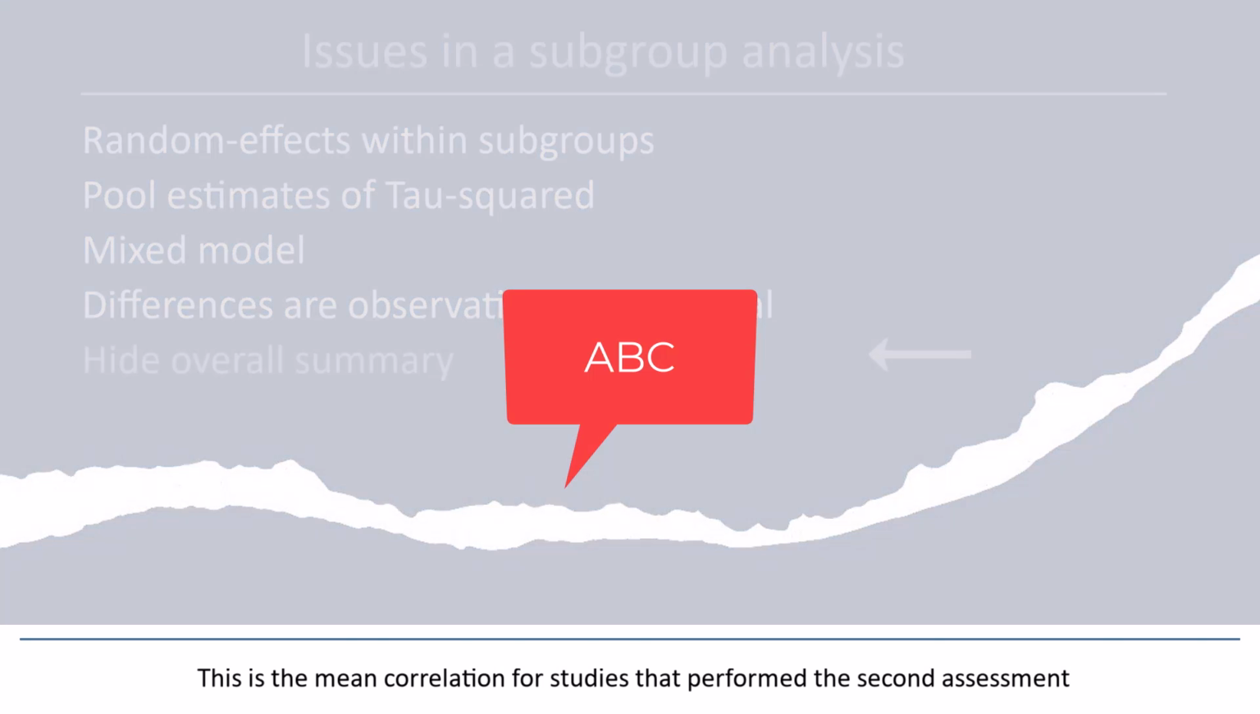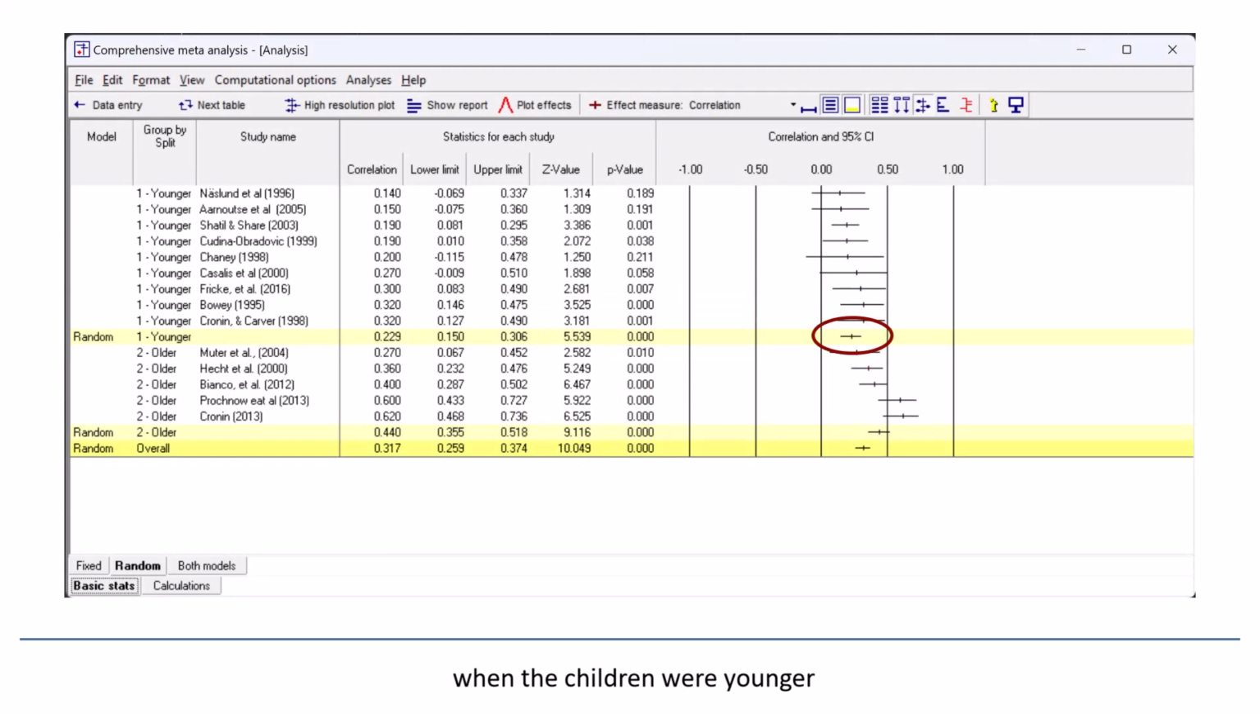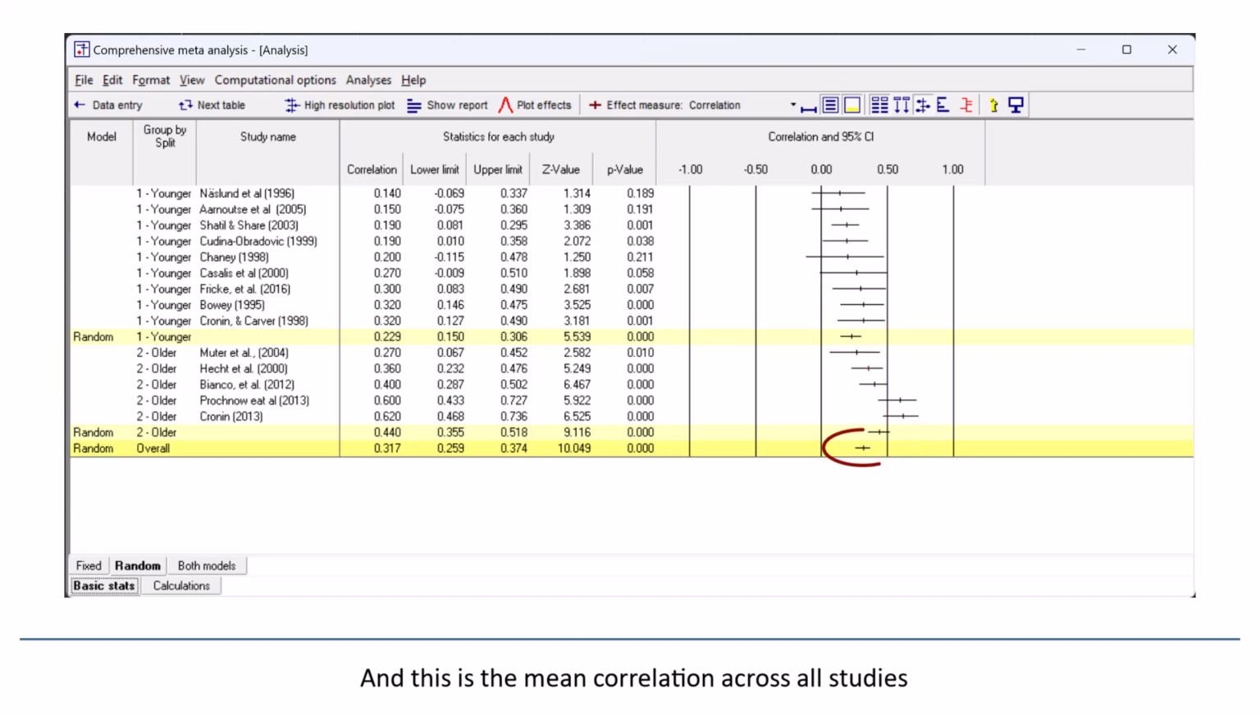This is the mean correlation for studies that performed the second assessment when the children were younger. This is the mean correlation for studies that performed the second assessment when the children were older. And this is the mean correlation across all studies. We need to ask if it makes sense to report this value. In some cases, it will make sense to report the value, and in some cases, it will not. But it's important to understand what this value represents.